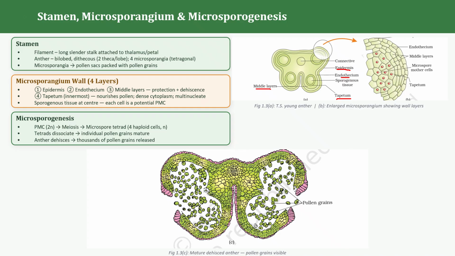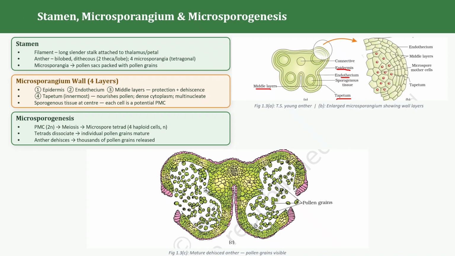And then what happens? Each PMC is diploid. Diploid means 2n condition. And then in step 3, what happens? PMC undergoes meiosis. In step 4, 4 haploid microspores are formed. And in step 5, what happens? These microspores remain arranged in a tetrad. And at last, the microspores separate and develop into pollen grains.